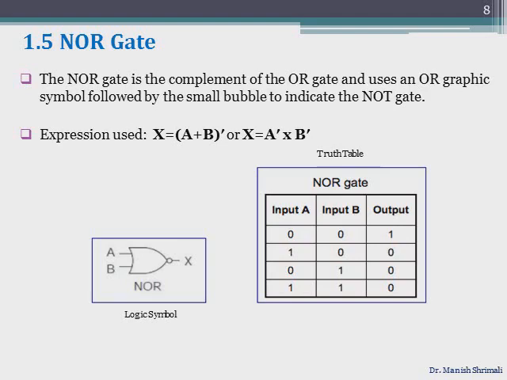And the expression used in NOR gate is, we take the a plus b and then complement of that, or you can also say like this, multiply the complemented variables. So this is what NOR gate is, and this is the truth table in which you can see that when both the inputs are 0 it gives the output as 1, and in the remaining cases it gives output as 0.